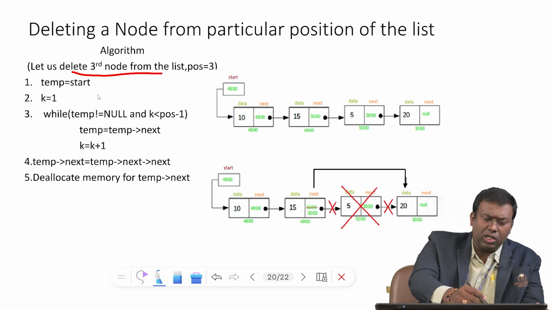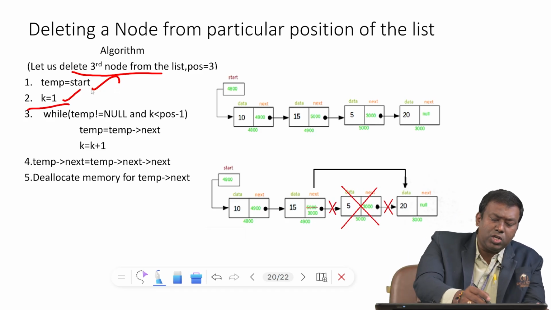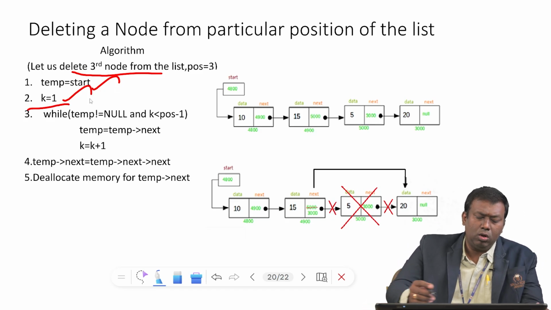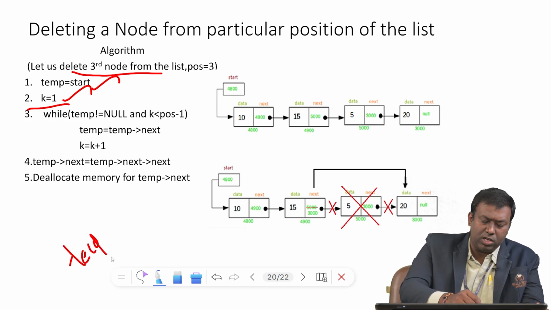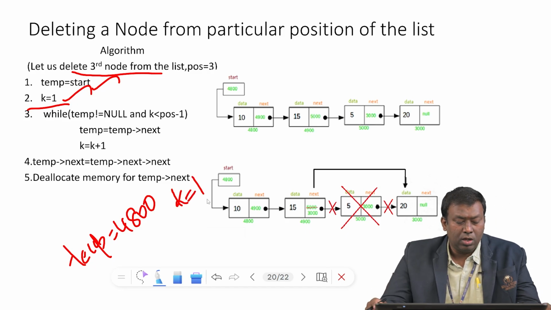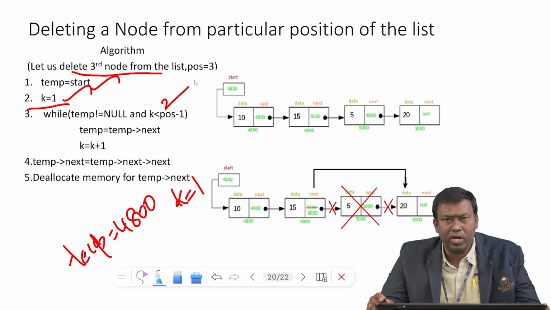Now I want to delete the third node. So temp equal to start. I am starting, and in order to monitor the position, I am using the variable k, which is initialized to 1. So temp not equal to null and k less than position minus 1. Let me take the initial value of the temp. It's 4800. The value of k is initially 1. Temp not equal to null, yes. k less than position minus 1, that is 2. 1 less than 2, yes, true.